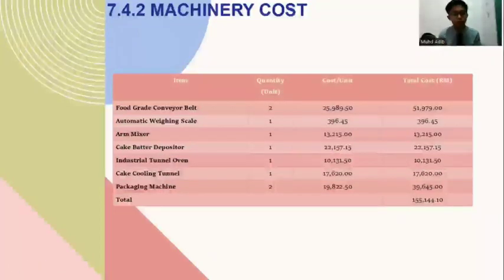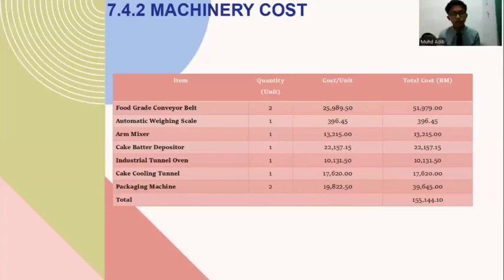So I'll proceed to the machinery cost. The machinery cost is also an important thing in order to set up a factory, where we need to invest in buying machines for our production. In this cake manufacturing, we are using machines such as the food crate conveyor belt, automatic weighing scale, arm mixer, cake batter deposition, industrial tunnel oven, cake cooling tunnel, and packaging machine. We are using the machines that we have in the market.